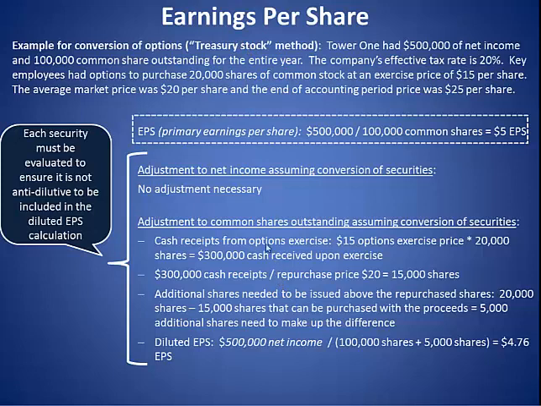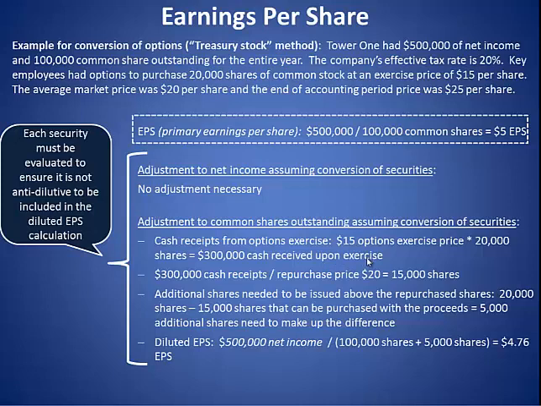So assuming that all the options were converted, the 20,000 options, we have to calculate, if that happened, what are the cash receipts from the options that in effect people paid for? Well, we take that $15 option exercise price that the employee had to pay and multiply that times our 20,000 shares. In other words, the shares that they're buying. That means there's going to be $300,000 of cash proceeds that we're going to receive upon the exercise.